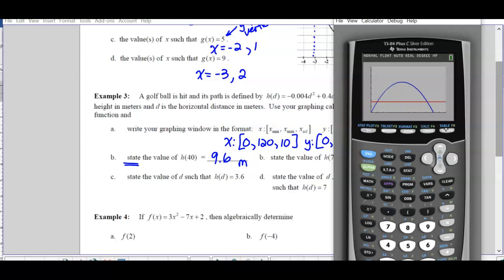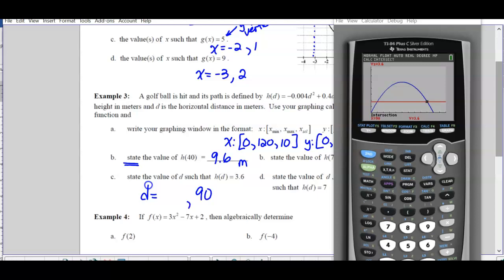And there's two values, right? Because the ball goes up and then comes back down. So you want to go second trace, you want to find the intersection. Okay, and so just enter, enter, enter. And in this case, it gives you the second one. So d equals, I'm going to put that like that because there's a smaller one.